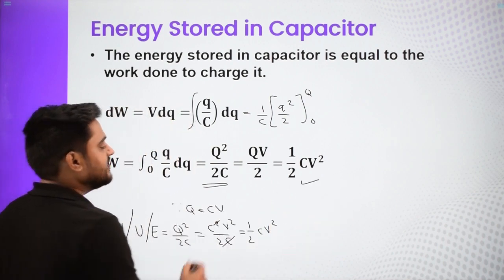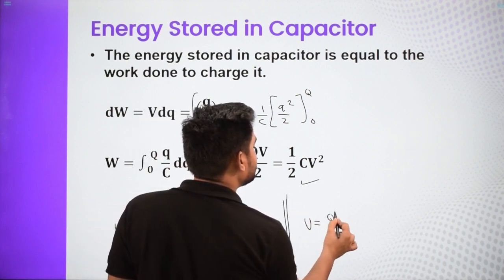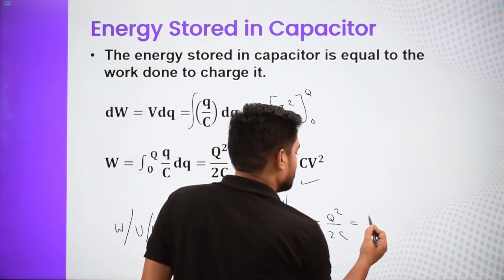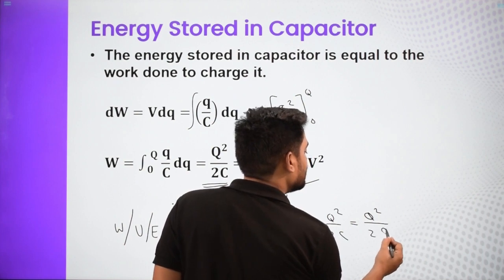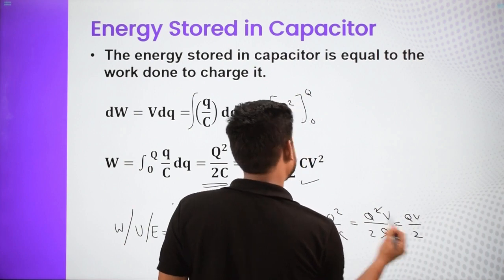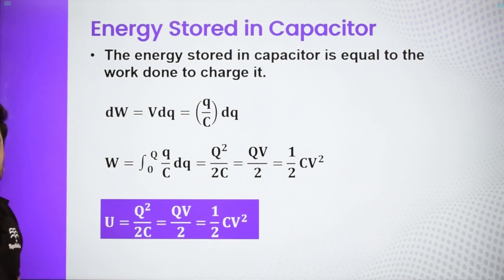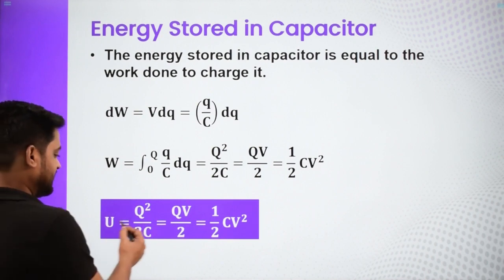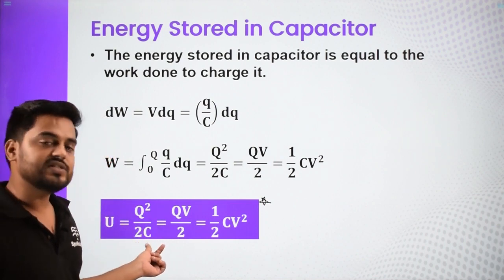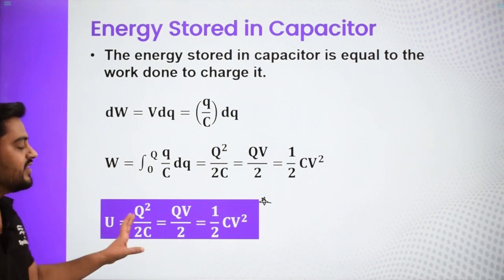And this is my expression. When I replace C, I can write U is equal to Q square by 2C, and C is Q by V. So I am replacing that. This V comes here, 1 Q gets cancelled and we get QV by 2, and this is my expression. So there are three expressions for the total work done to charge a capacitor, or the total energy stored in a capacitor: Q square by 2C, QV by 2, or half CV square. Eventually all three give you the same.